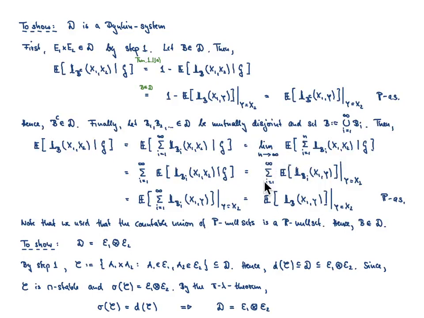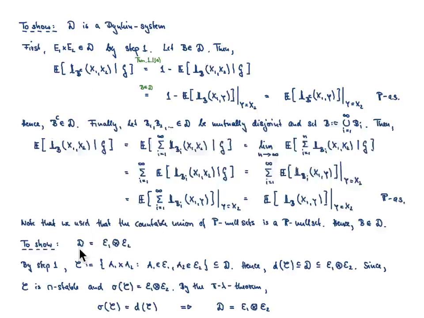So in that way, I can now take again, by Bernoulli, this infinite sum inside the expectation, and then I can rewrite that back into the indicator function of the set B. And in that way, I have proven for a general set B that the expectation of the indicator function of B of x1, x2 given G equals the expectation of the indicator function of B of x1 comma y, where y is equal to x2, P almost surely. Meaning that also a countable union of disjoint sets taken from D is contained in D. Hence, this system of subsets is simply a Dynkin system.